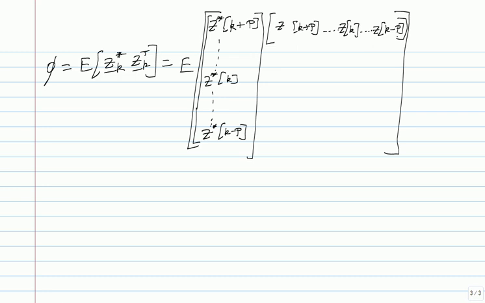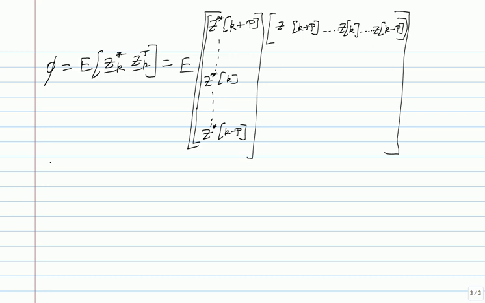So that's what we have here. It's a question of pushing the expected value inside. But you notice all the products are going to be of the form z_k plus m times z star k, for some m. That is the autocorrelation function of the random process z.